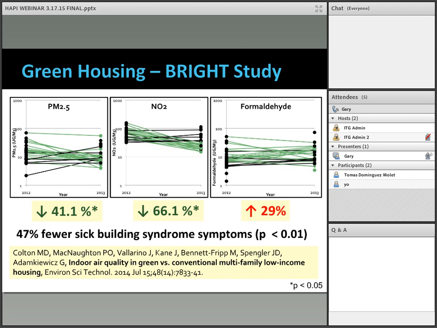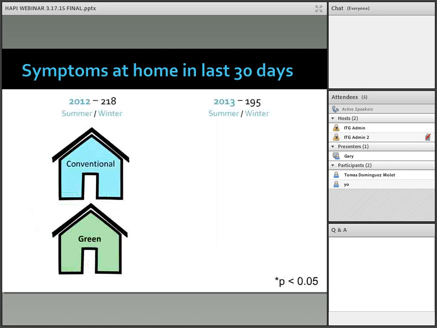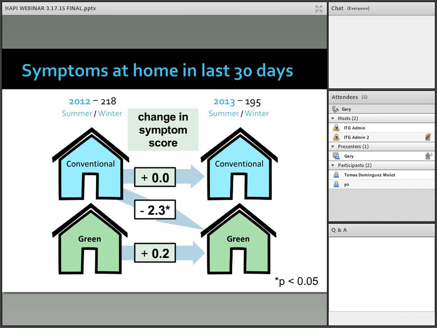We also looked at symptoms. You can see symptom differences between green and control homes, and I highlighted which ones were statistically significant. So once again, good news. I'm just going to go quickly. For the folks moving from conventional to green, we saw a reduction in symptom scores, which you didn't see any changes between families going from conventional or green to green.